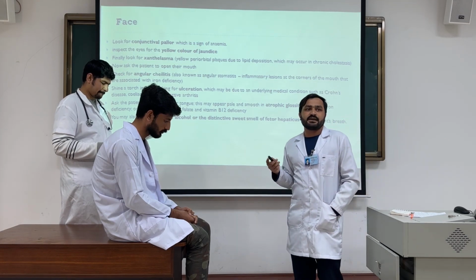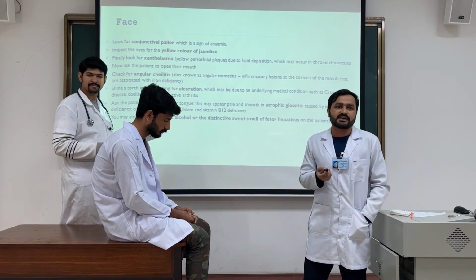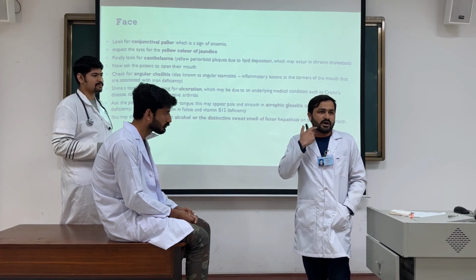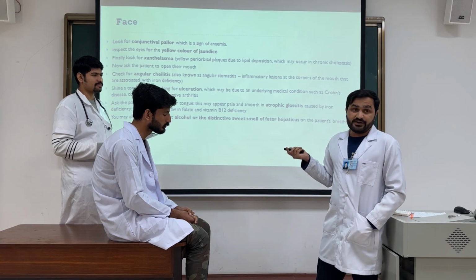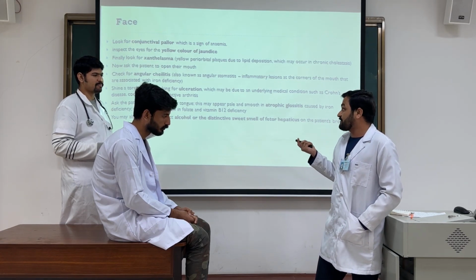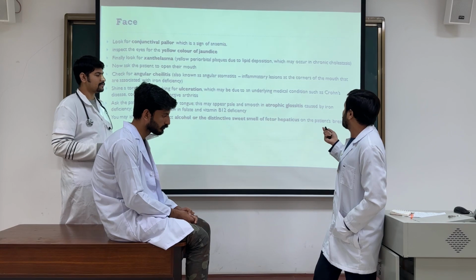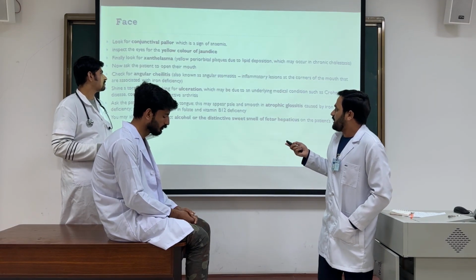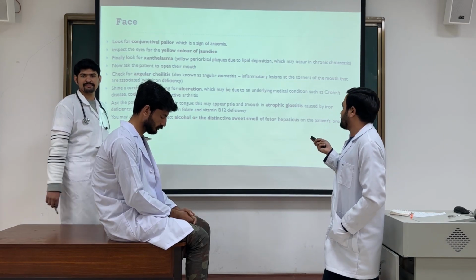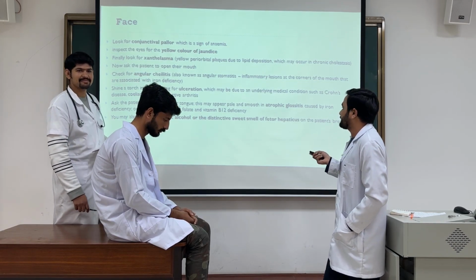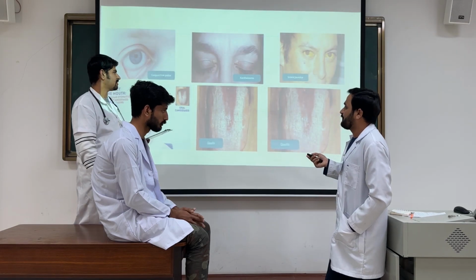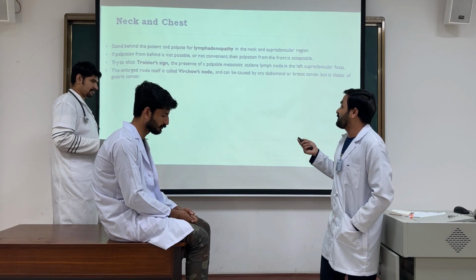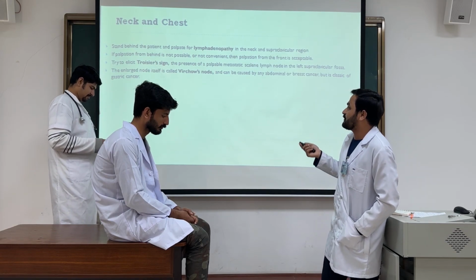After this, we will go for angular cheilitis. What is angular cheilitis? Angular cheilitis basically is a fungal infection which we see on the border of the mouth, an inflammatory lesion on the border, the corner of the mouth. It is also due to iron deficiency anemia. After this, we will see some ulceration, and then we will see atrophic glossitis. Then at the neck and the chest, we will see lymphadenopathy and Virchow's node and tortoise sign.